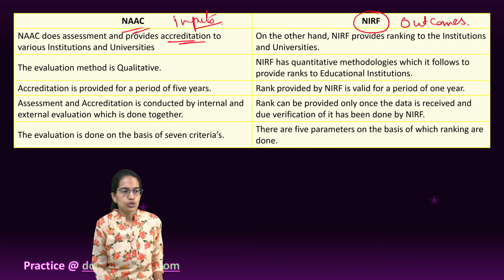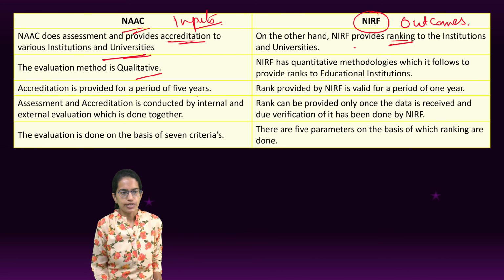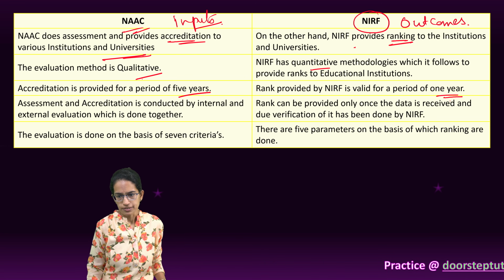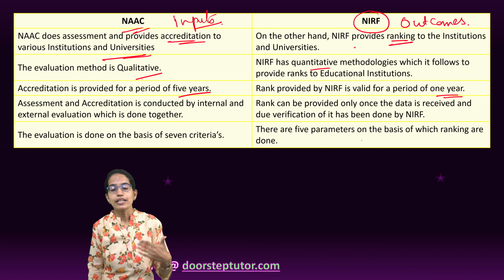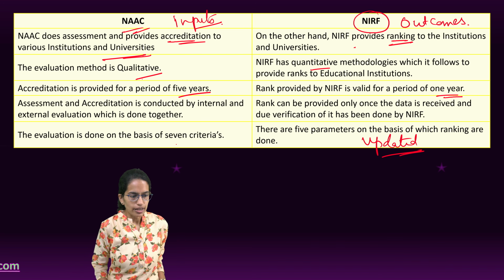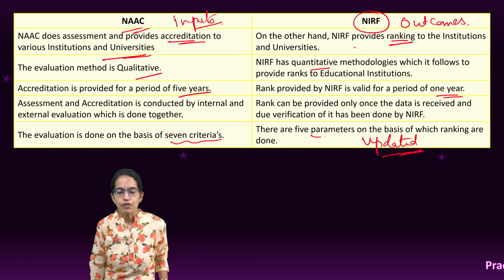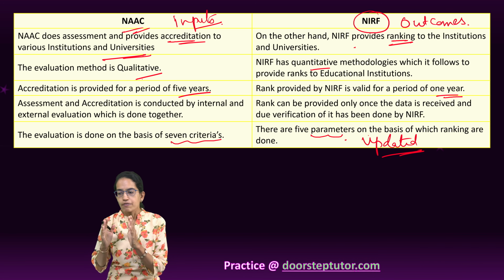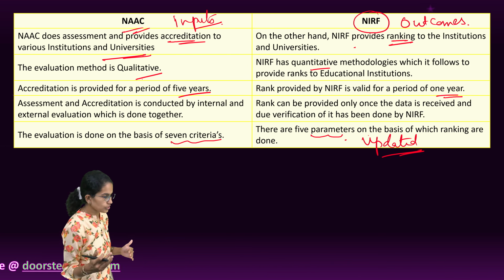It gives accreditation to institutions and universities. However, NIRF provides ranking. As I said, NAAC is qualitative, with a period of 5 years, but NIRF is quantitative and is valid for 1 year. The ranking is verified annually, so definitely you get more updated information in the case of NIRF in contrast to NAAC. And the verifications, as I said, are done on the basis of 7 parameters for NAAC and 5 parameters for NIRF. The list of parameters we have already discussed in our previous slide, and very few institutions have got the accreditation, whereas ranking is open to all institutions.